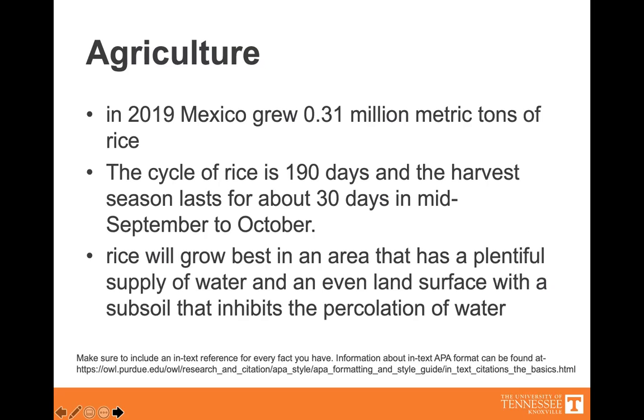Agriculture. In 2019, Mexico grew 0.31 million metric tons of rice in 1 year. The cycle of rice is about 190 days, and a harvest season lasts for about 30 days, from mid-September to October. Rice will grow best in an area that has plenty of water and even land surface with a subsoil that inhibits the water.